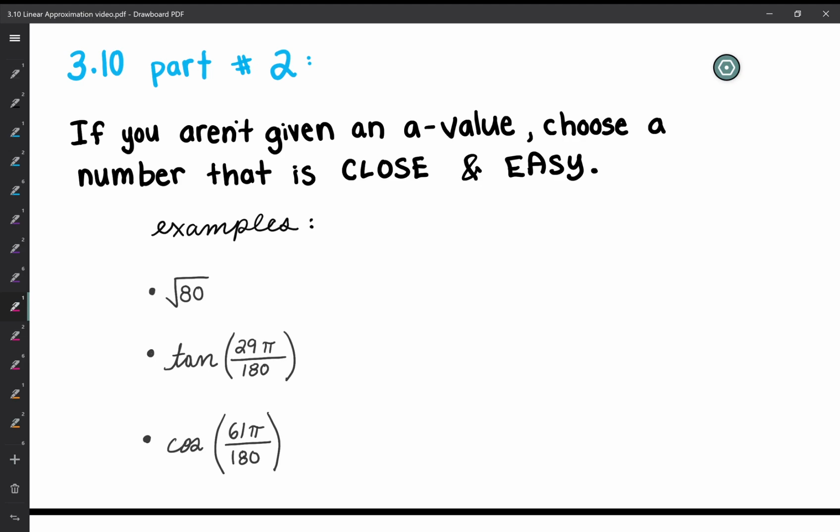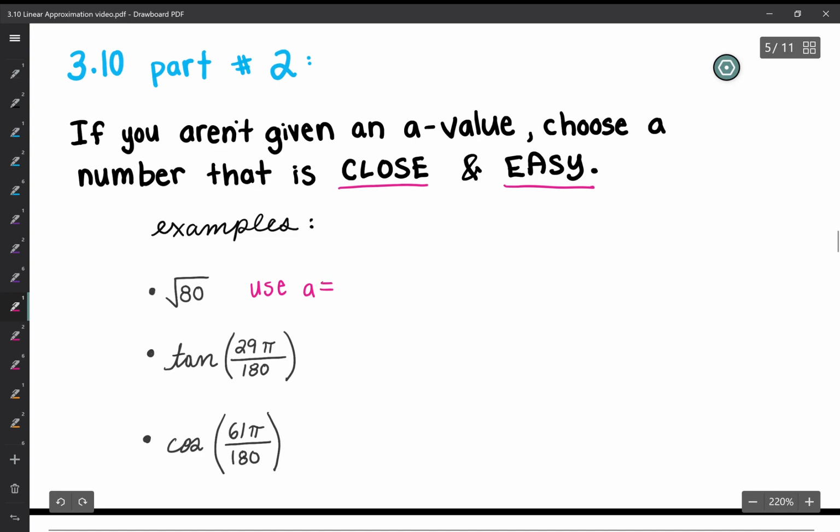Let's take a look at linear approximation when you aren't given an a value. In this case, you need to choose a number that is close to whatever x value you're trying to evaluate and easy to evaluate for the given function. For example, if you have the square root of 80, you want to approximate this using an a value that is close to 80 and easy to take the square root of. So we would use a is equal to 81.